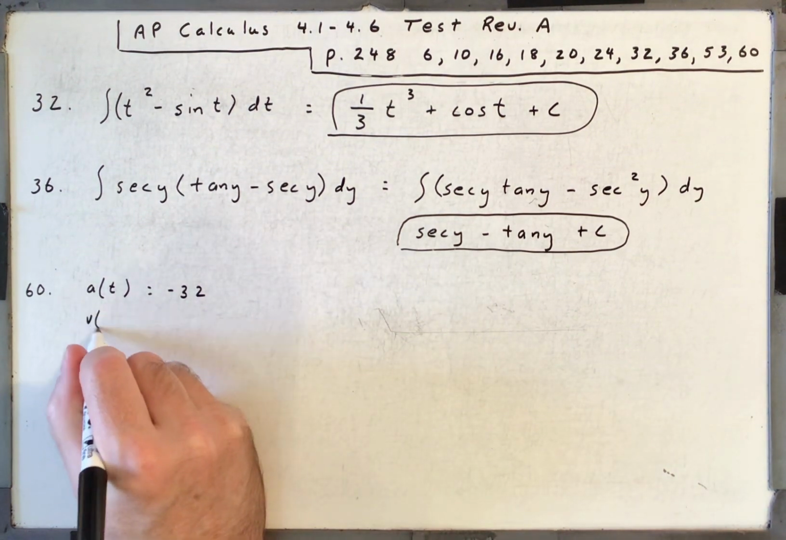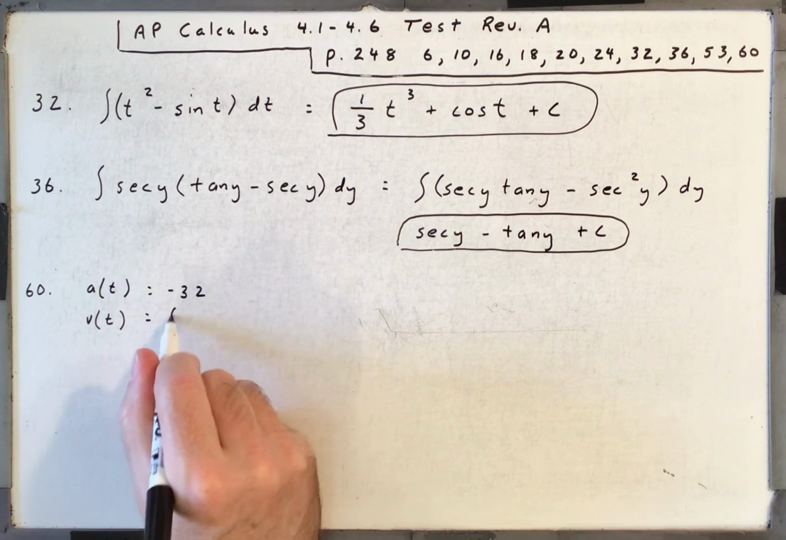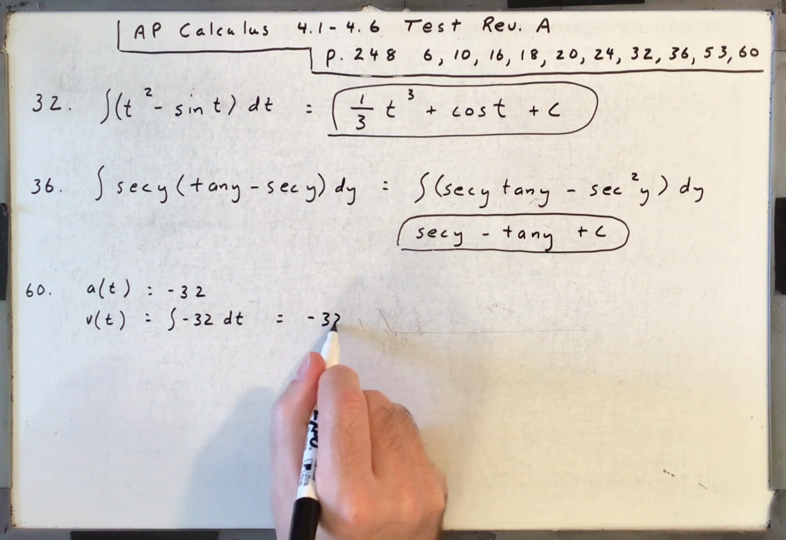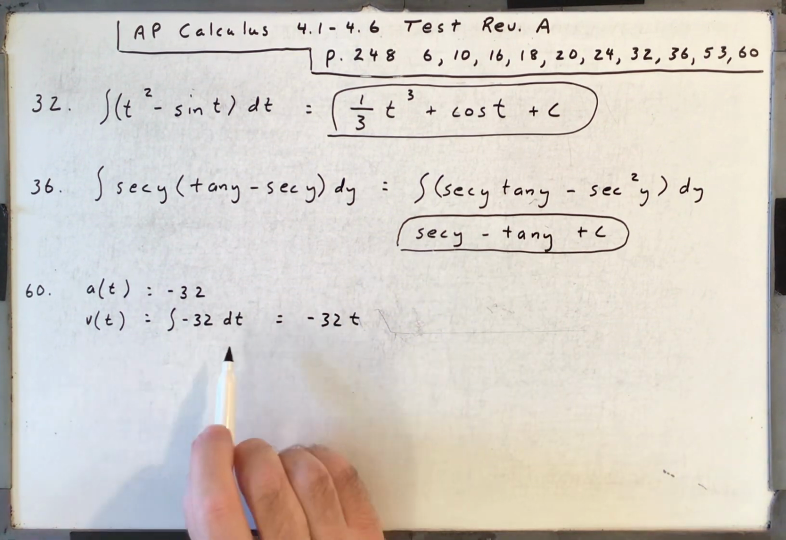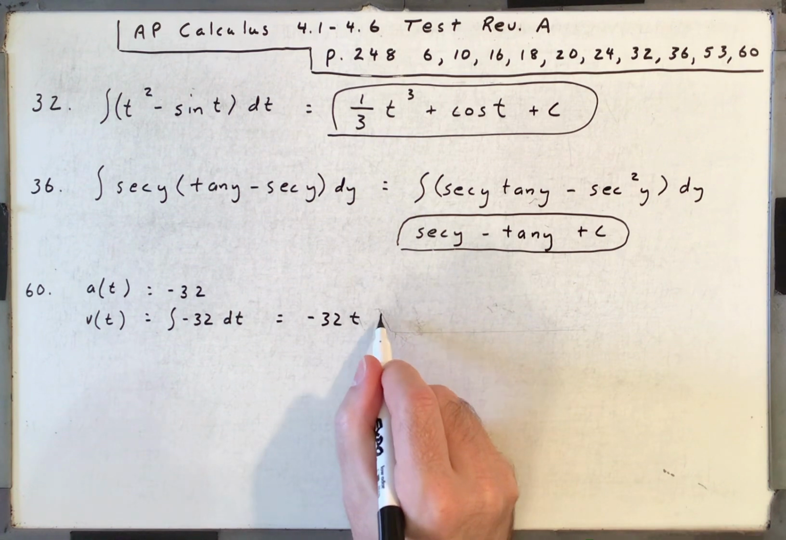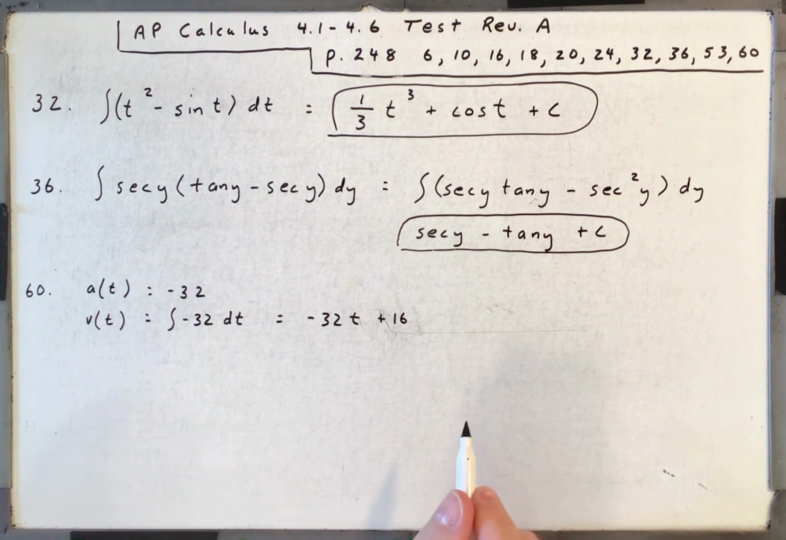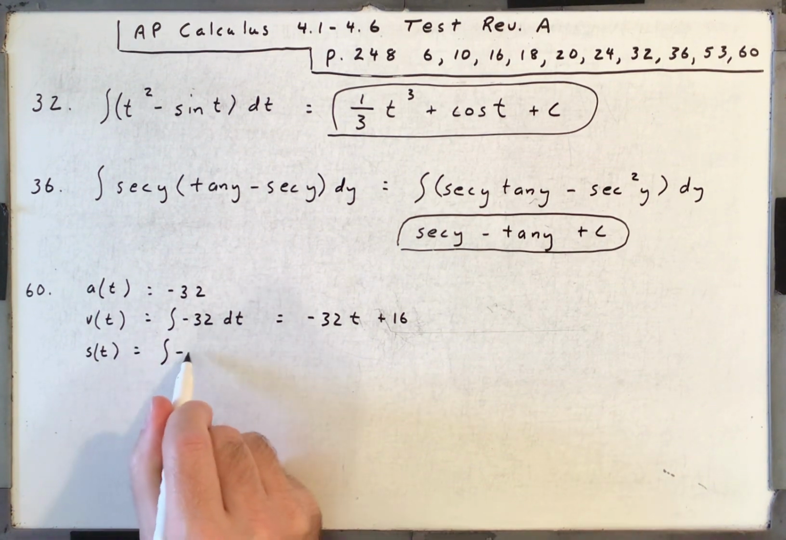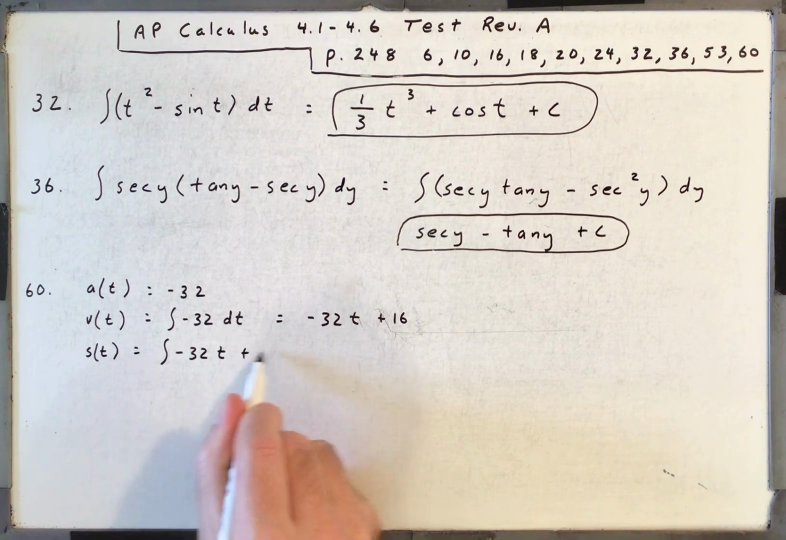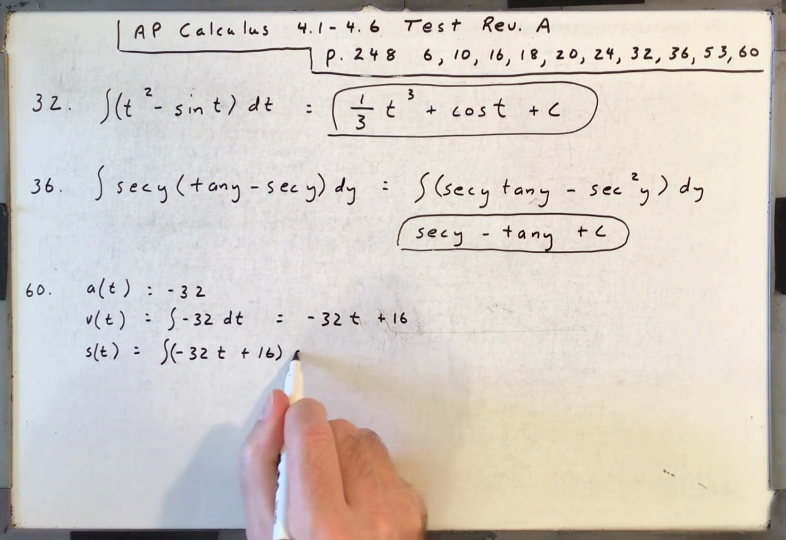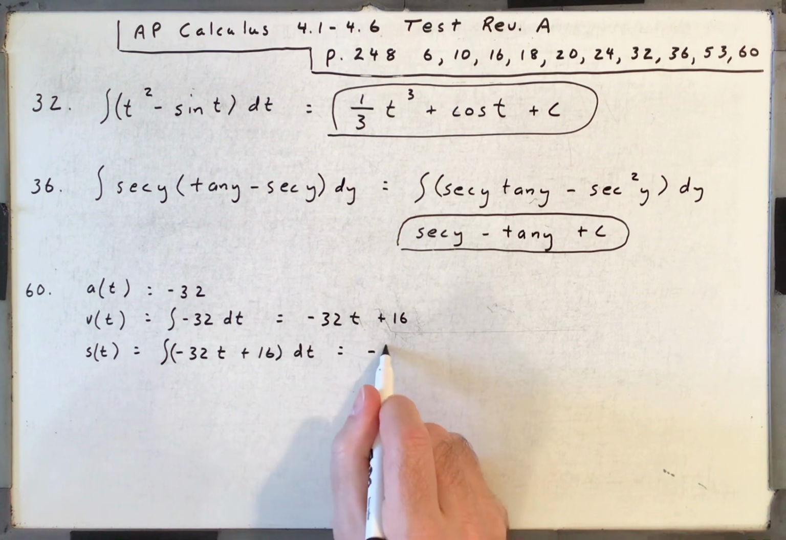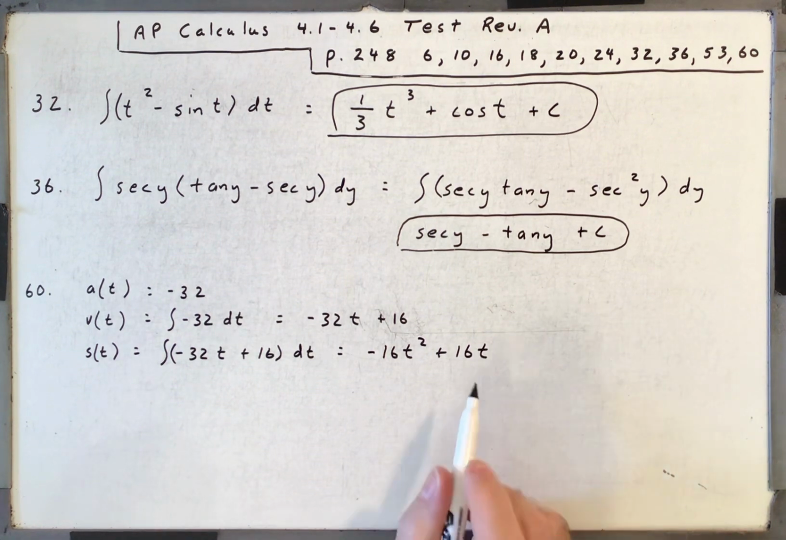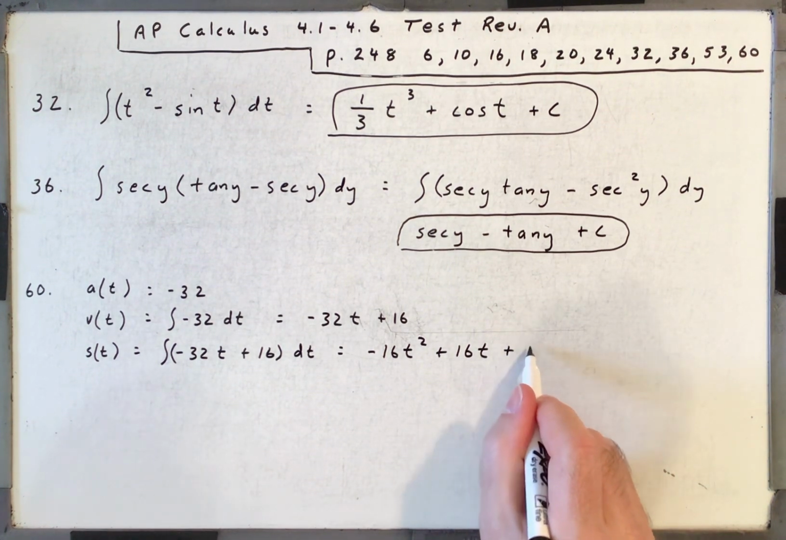We know that v of t, we're going to integrate negative 32 with respect to t. So that's negative 32t plus c. The c is the initial velocity, and it said in the problem our initial velocity is 16. Then s of t, our position function, let's integrate minus 32t plus 16. That's minus 16t squared plus 16t. And then our initial position was 64.